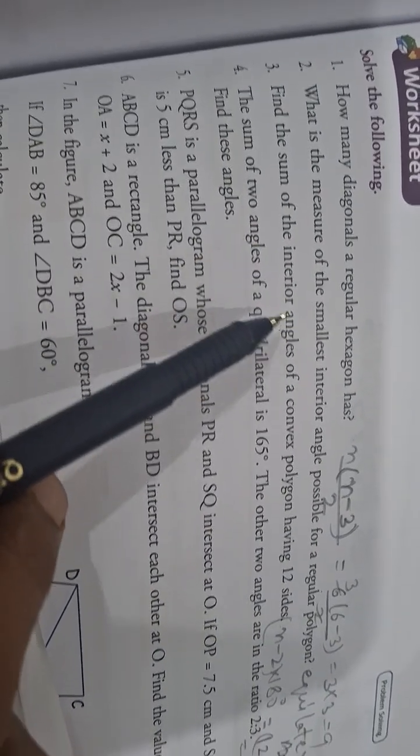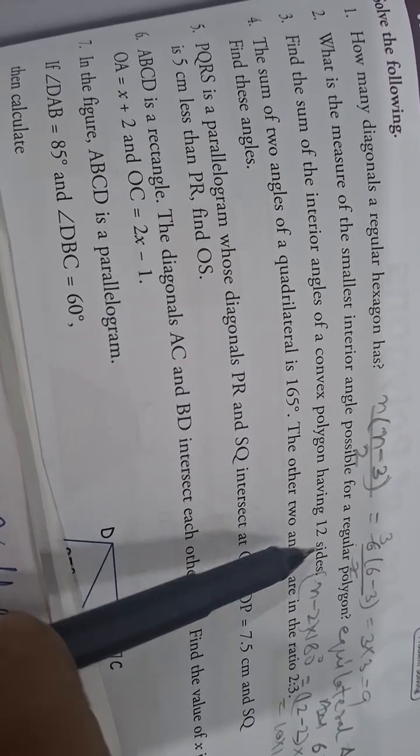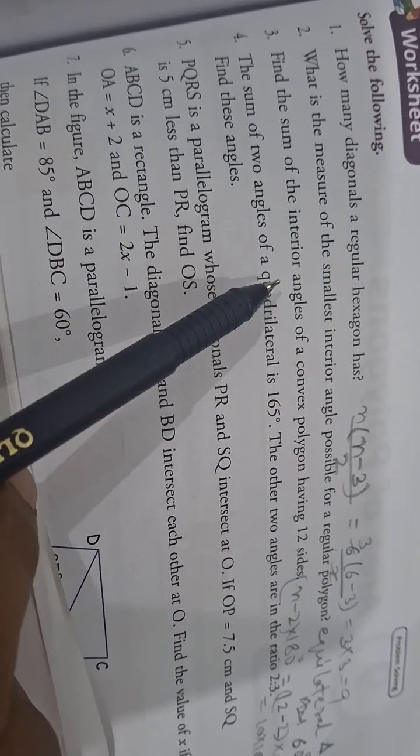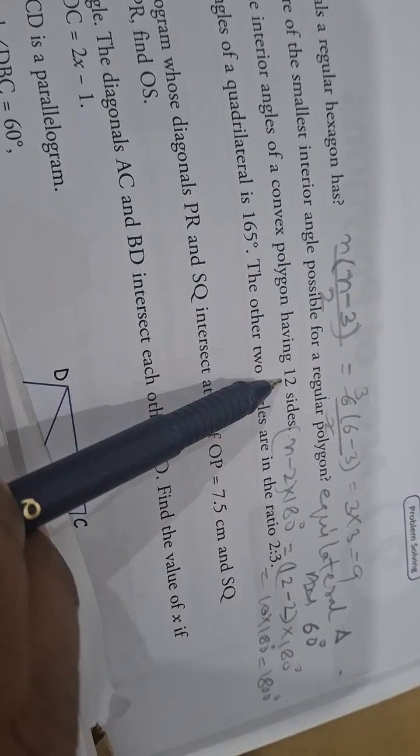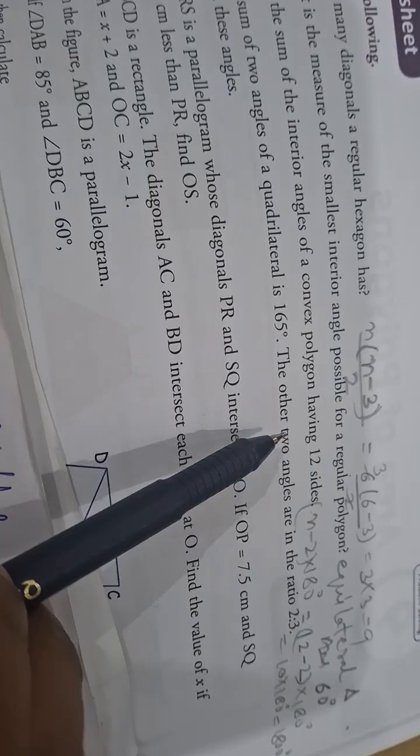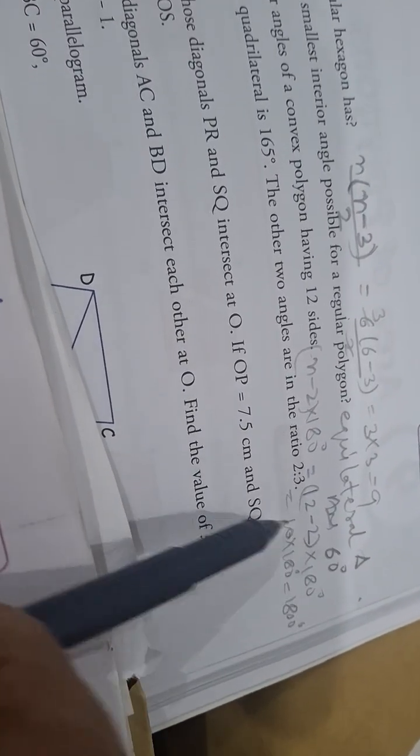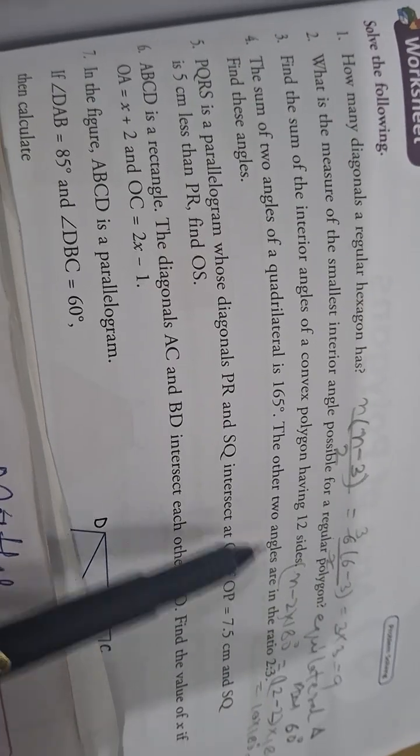So the answer is: the smallest interior angle is 60 degrees. Question number 3. Find the sum of the interior angles of a convex polygon having 12 sides. Again there is a formula to calculate the sum of the interior angles. The formula is n minus 2 into 180 degrees. Here n is 12, so put the value 12: 12 minus 2 into 180. 12 minus 2 is 10, and 10 into 180 is 1800 degrees. So the sum of the interior angles of a convex polygon having 12 sides is 1800 degrees.